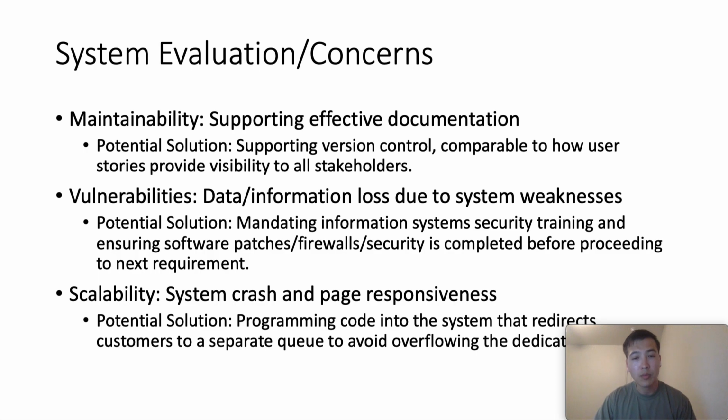Considering the overall project and the machine learning software, the team must consider the concerns and potential solutions to mitigate any associated risk. First, due to the iterative nature of software development and multiple teams working in their respective phases, a concern is supporting effective documentation. A potential solution is supporting version control so that all stakeholders understand the progress of a specific requirement, preventing the repeat of a task already completed.